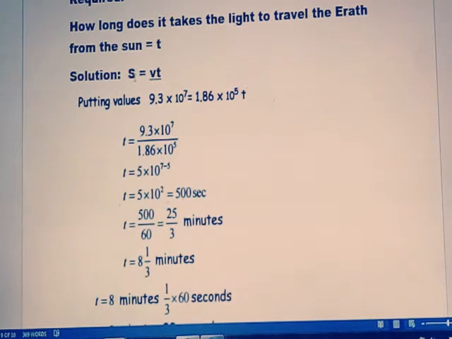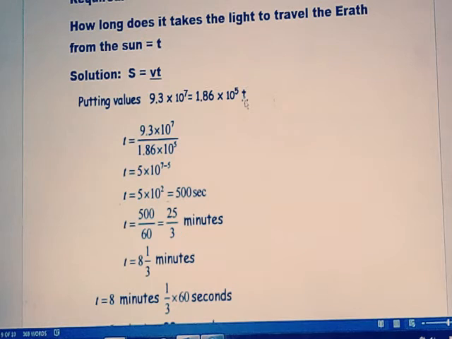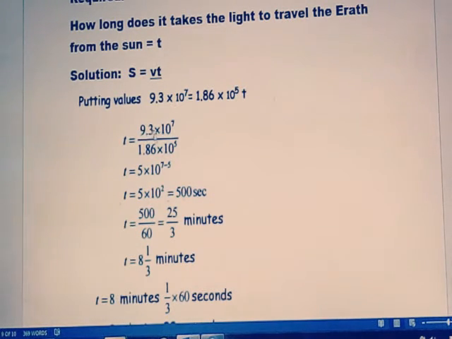So replace s by 9.3 multiplied by 10 power 7, equal to speed v replaced by 1.86 multiplied by 10 power 5, into t. So we need t, so divide both sides by 1.86 multiplied by 10 power 5. So from here that cancels and that becomes t equals 9.3 multiplied by 10 power 7 divided by 1.86 multiplied by 10 power 5.